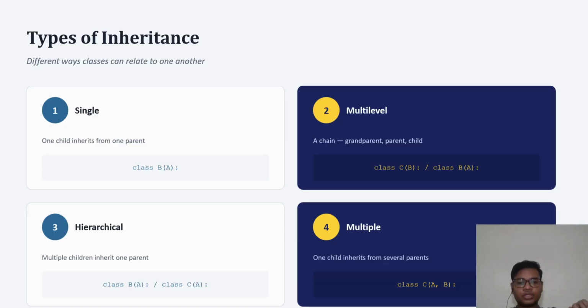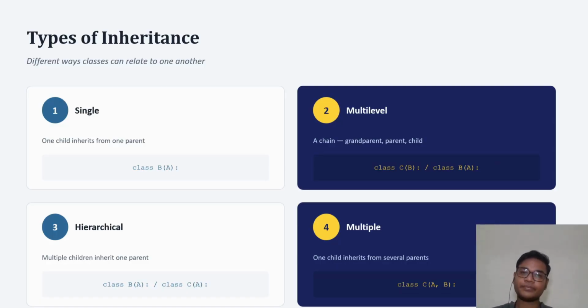Hierarchical, and the fourth one is the multiple. What does it mean? One child inherits from several parents. These are the most important. There is only one child, and for that one child here are two parents, A and B, and the C as a child. So these are the multiple inheritance. I hope you understand all these points, how the single, multi-level, hierarchical and multiple inheritance will work. So these are the very important things about inheritance to clearly understand.